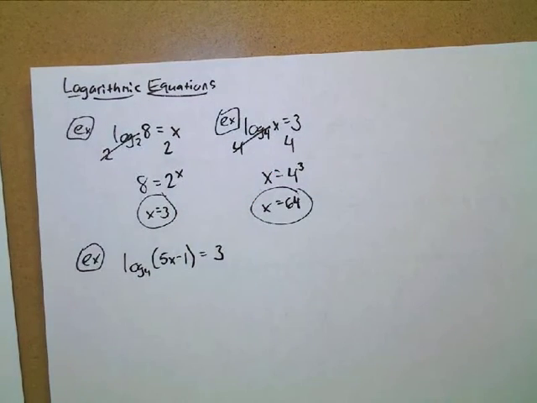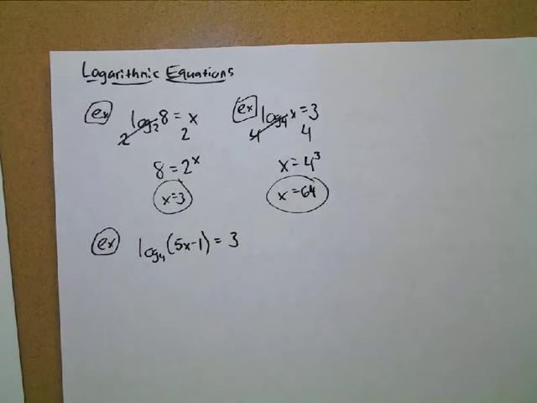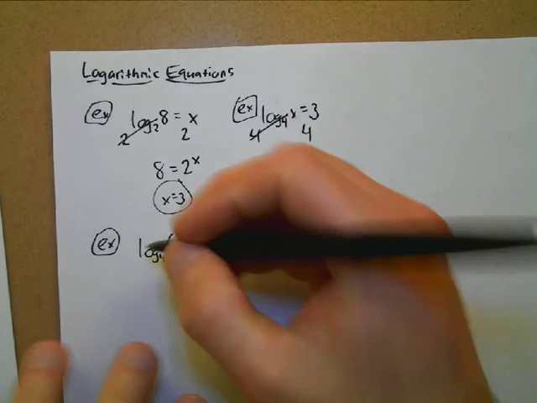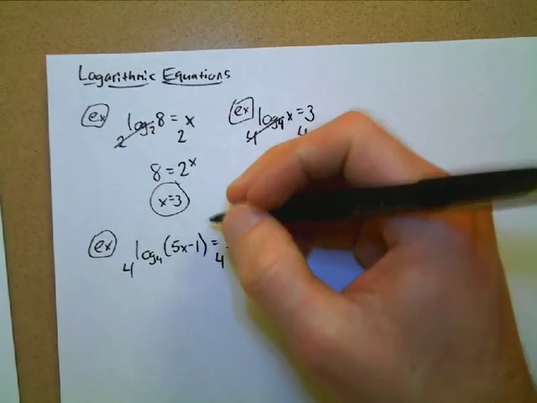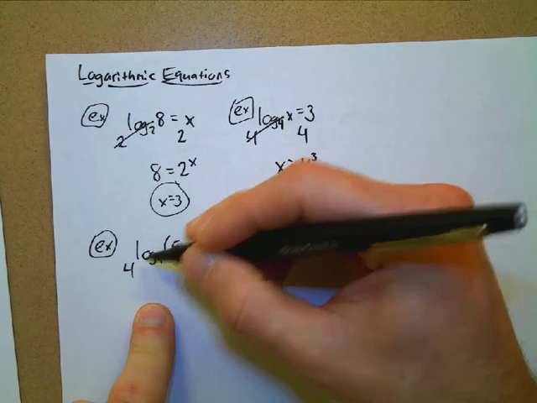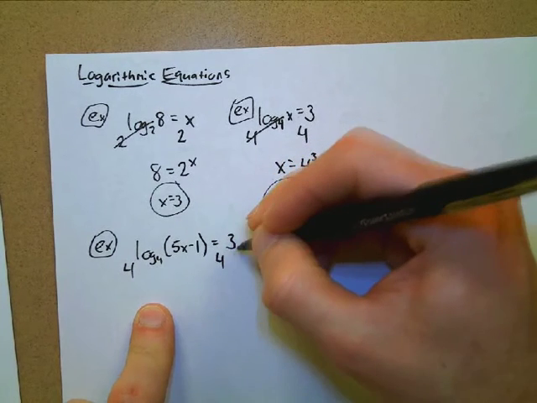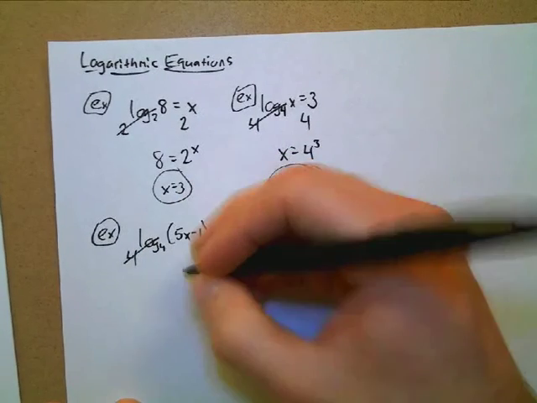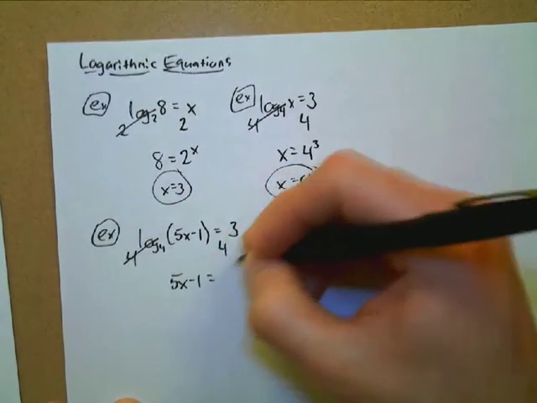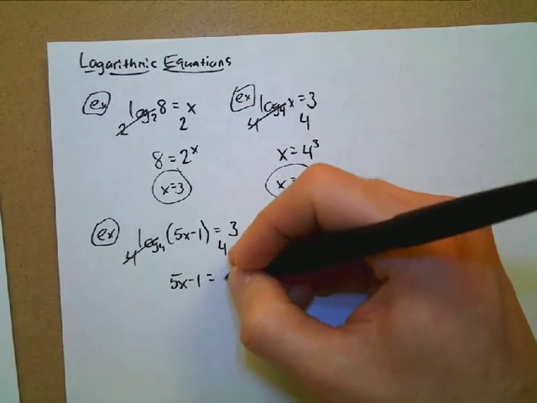Log base 4 of 5x minus 1 equals 3. Okay? What base will cancel out log base 4? 4. So we're going to use 4 to the left-hand side, 4 to the right-hand side. When I say 4 to the left-hand side, I mean the entire left-hand side goes in the exponent of 4. And the entire right-hand side goes in the exponent of 4 as well. Okay? The 4 to the log base 4 will cancel, and we're left with just 5x minus 1 is equal to, and then 4 to the third, well, we know that's going to be 64, right? So I'll just go ahead and write that.